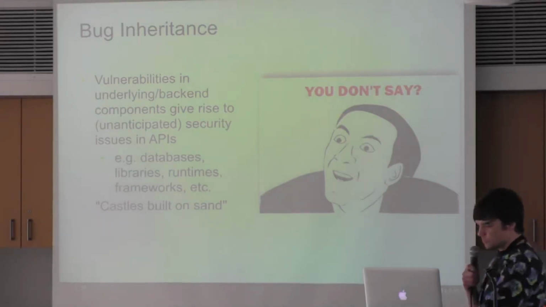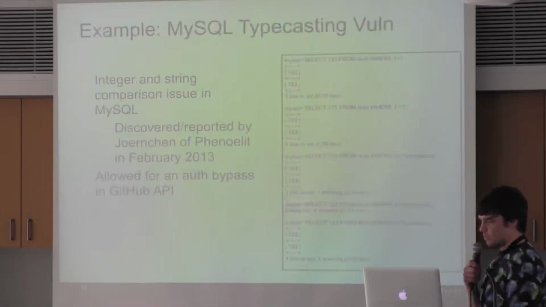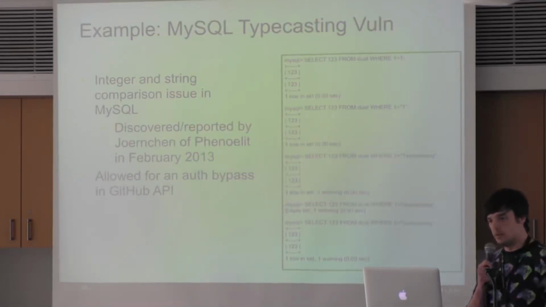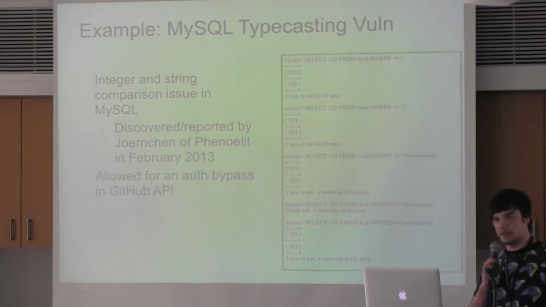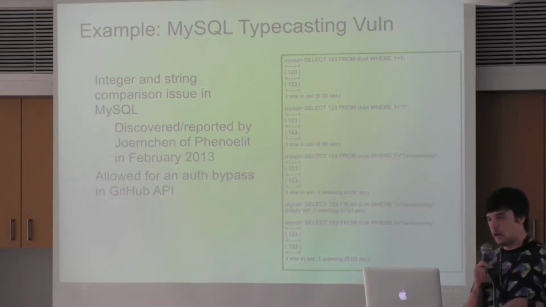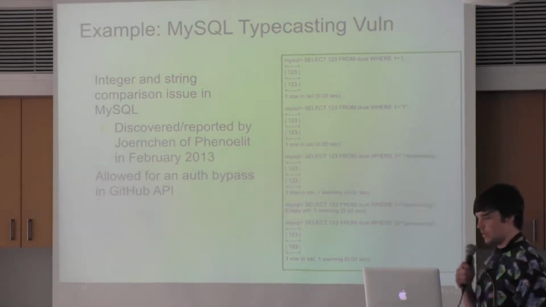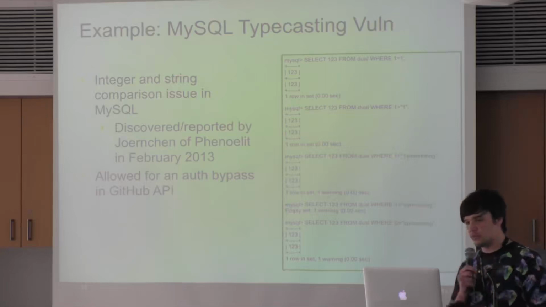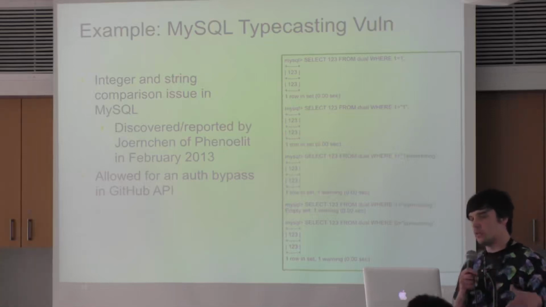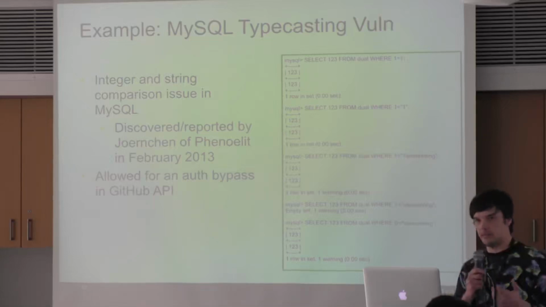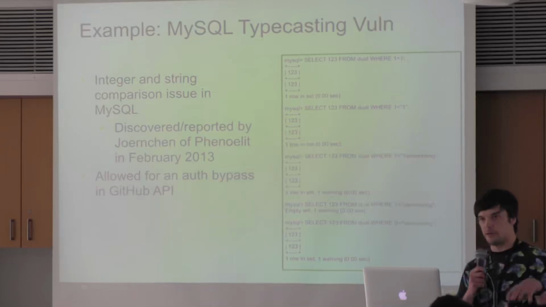So an example here would be MySQL had this typecasting issue, basically in the way that it compared integers and strings across different columns. I don't know how to pronounce his name from Vinolit, but Jornchen in Feb of 2013 disclosed this, and the practical example of this is that it allowed for an authentication bypass in the GitHub API for certain users of an organization.